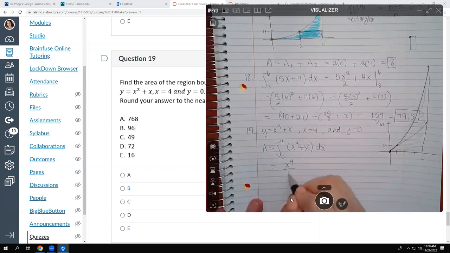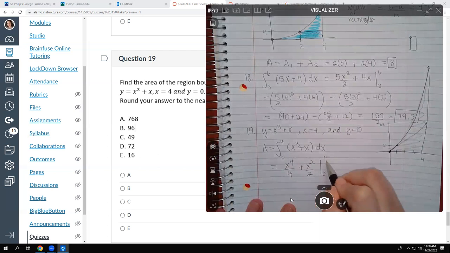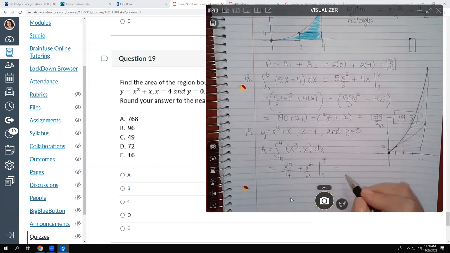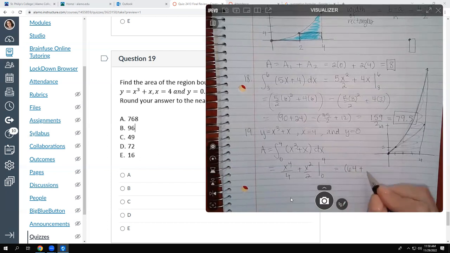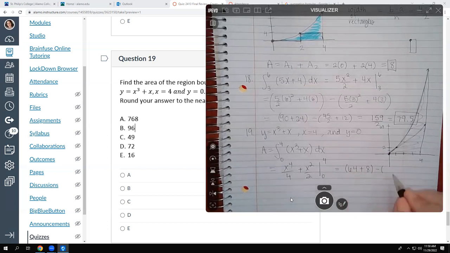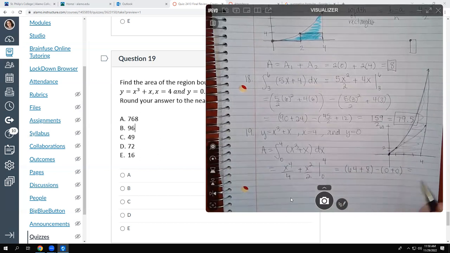So we do our integration rules and then plug in 0 to 4. 4 to the fourth power is 256 divided by 4. I get 64 plus 8 minus 0 plus 0. So I end up with 72. And that is one of the options.